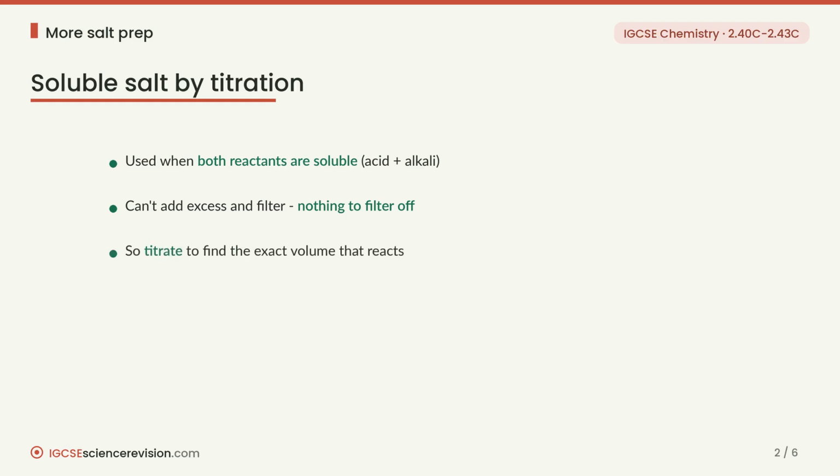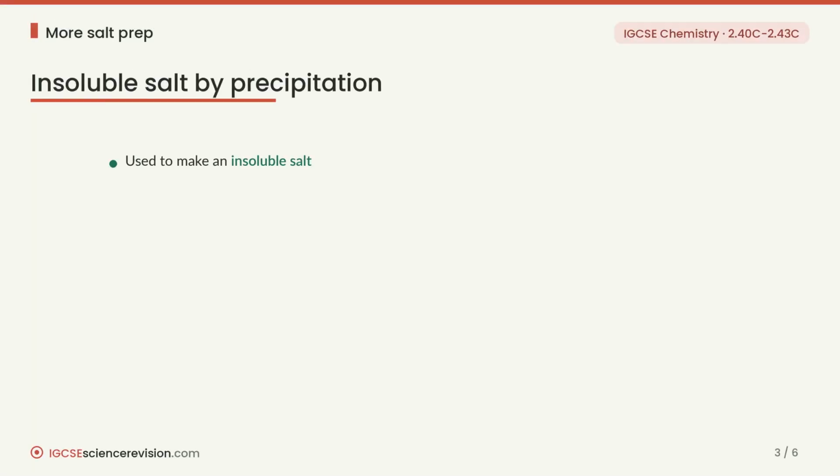Instead, you titrate. You find the exact volume of acid that neutralises a set volume of the alkali, using an indicator. Then you repeat with those exact volumes, but no indicator, so the salt isn't contaminated, and crystallise the pure solution. The third method is for insoluble salts, and it's the simplest of all, precipitation.